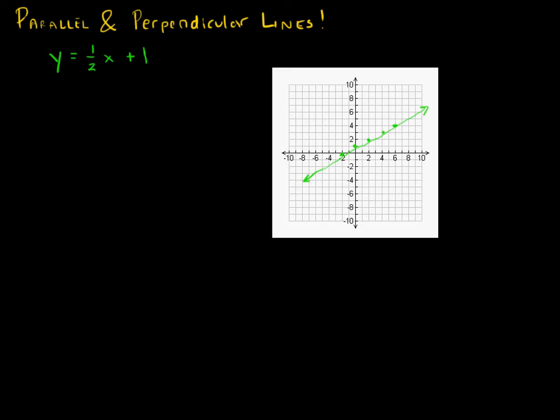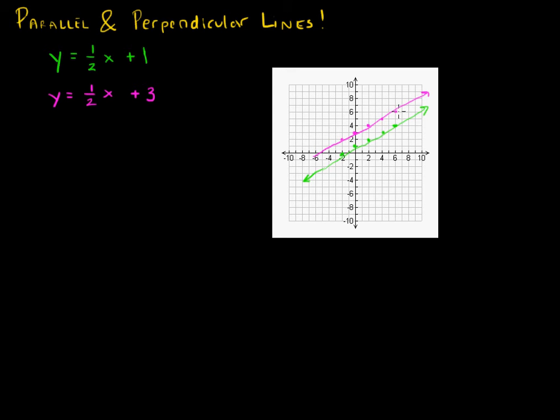Let's graph a line that's just slightly different, but I'm going to keep the slope the same. So y equals 1/2 x plus 3. We'll see what happens here. I'm going to go up to 3 for my y-intercept, then up 1 over 2, up 1 over 2, and keep going up 1 over 2. Just to make my line straight, I'll do another one, and draw my line.